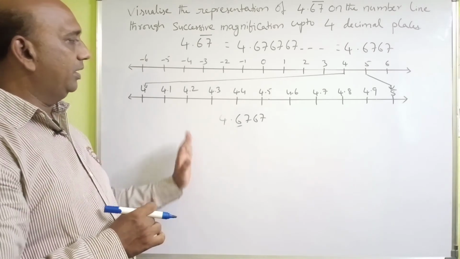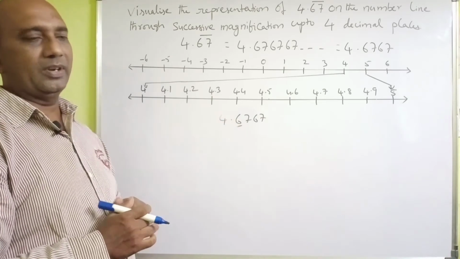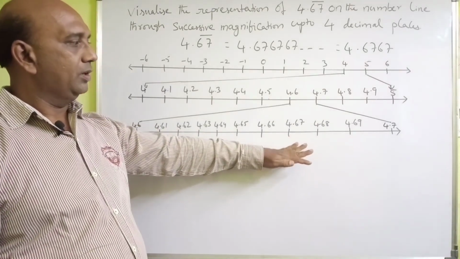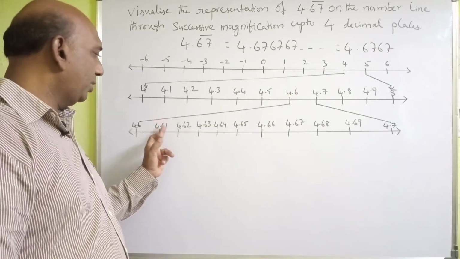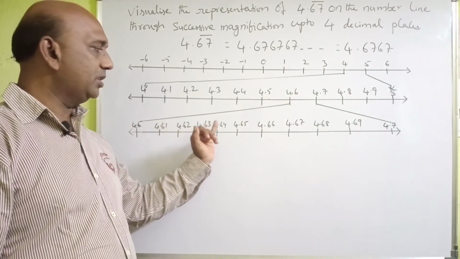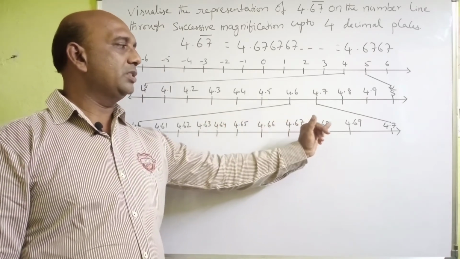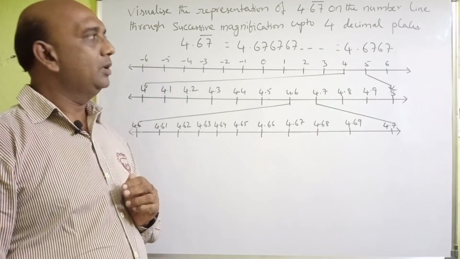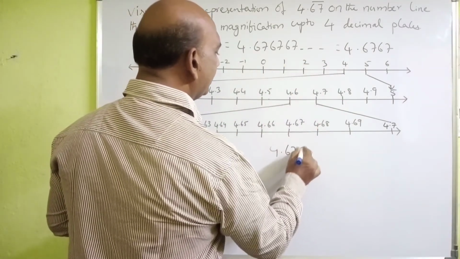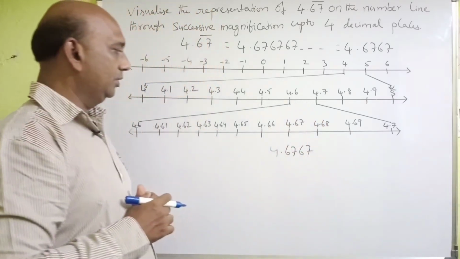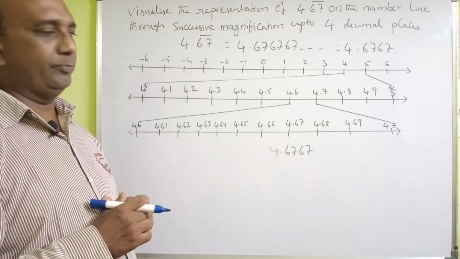So, let us draw another number line with the rational numbers between 4.6 and 4.7. So, this is the number line with the rational numbers between 4.6 and 4.7. Those are 4.61, 4.62, 4.63, 4.64, 4.65, 4.66, 4.67, 4.68 and 4.69. Now look at that question again. 4.6767. So this is drawn according to the first digit after the decimal.